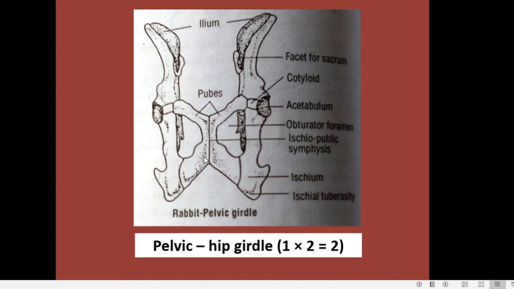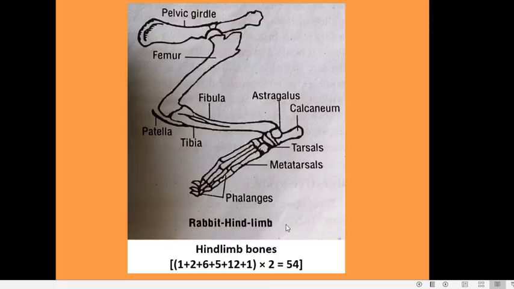Now we move on to the hind limb bones. So you can see the bones of the hind limb. The thigh region is supported by a single bone which is called the femur. That is why the number is 1. The shank region is supported by 2 bones, that is the tibia and the fibula.